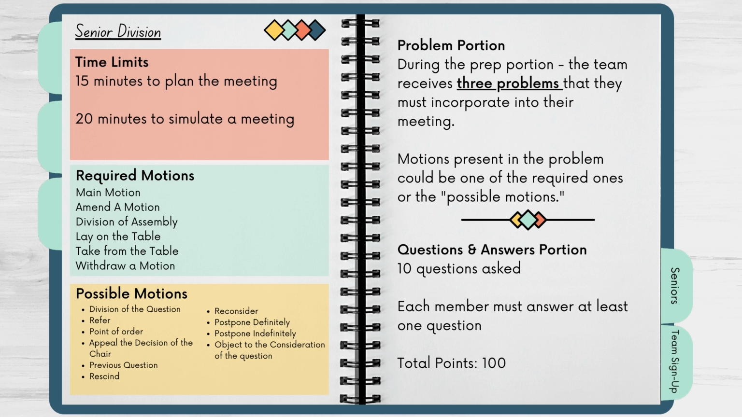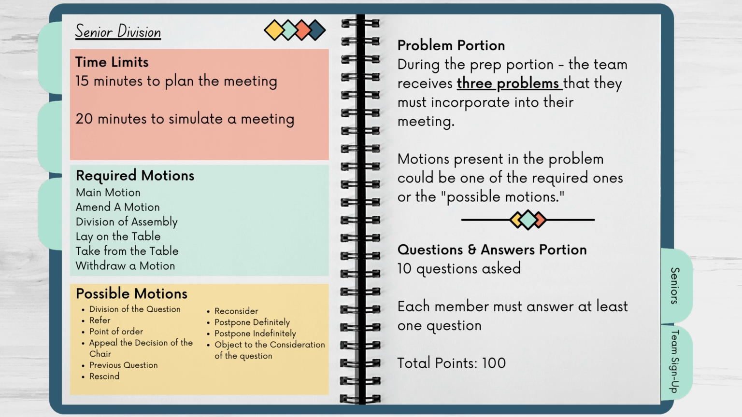The biggest difference is the seniors have 6 required motions that they must work through. So that's main, amend, division, lay on the table, take from the table, and withdraw a motion. And then as you can see, their list of possible motions are much longer than the juniors. So I'm not going to go through all of those, but all of those possible motions could show up in one of their problems. So again, different from the juniors, the senior team will receive 3 problems that they have to incorporate into their agenda.